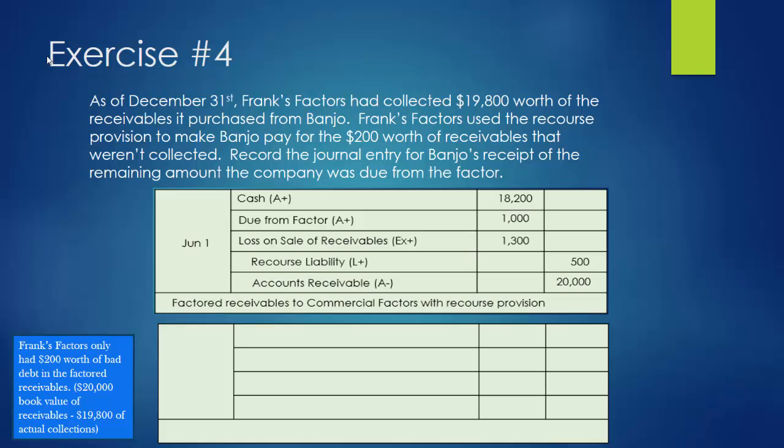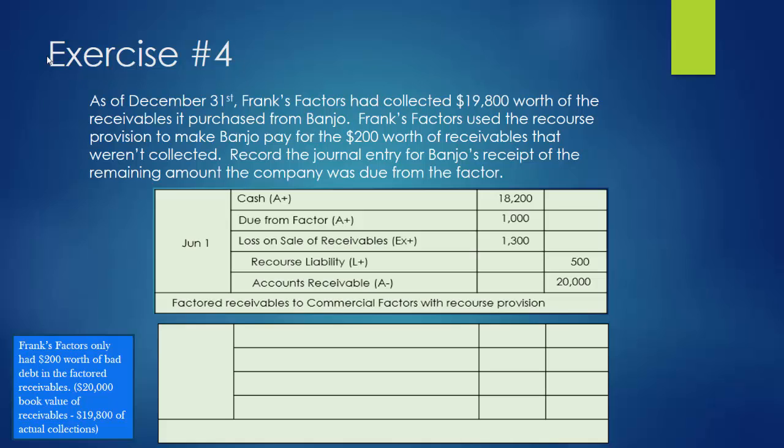Now, later on, as of December 31st, Frank's Factors collected $19,800 worth of receivables that are purchased from Banjo. So we sold them $20,000 worth of receivables. They actually collected $19,800, which means there's only $200 worth of bad debt in those receivables that we sold. Well, guess what? There's a recourse provision, which means Frank's is going to take $200 from us to make them whole because there's $200 worth of bad debt in there. And where are they going to take it from? That amount they are holding on to for probable adjustments.